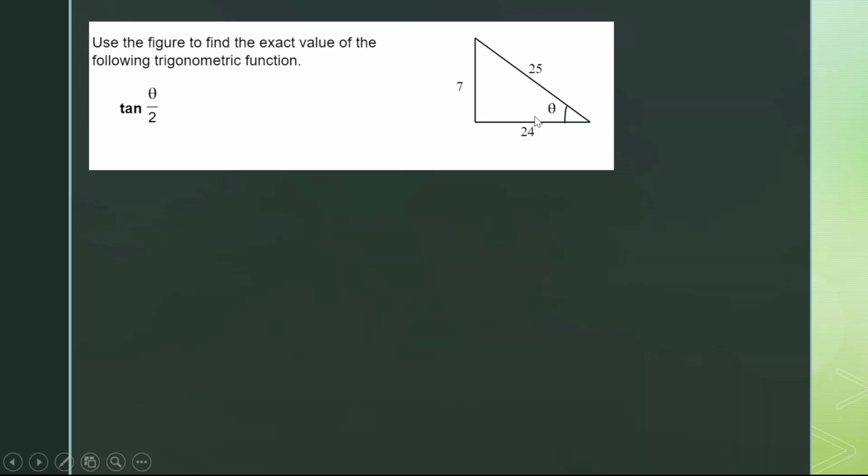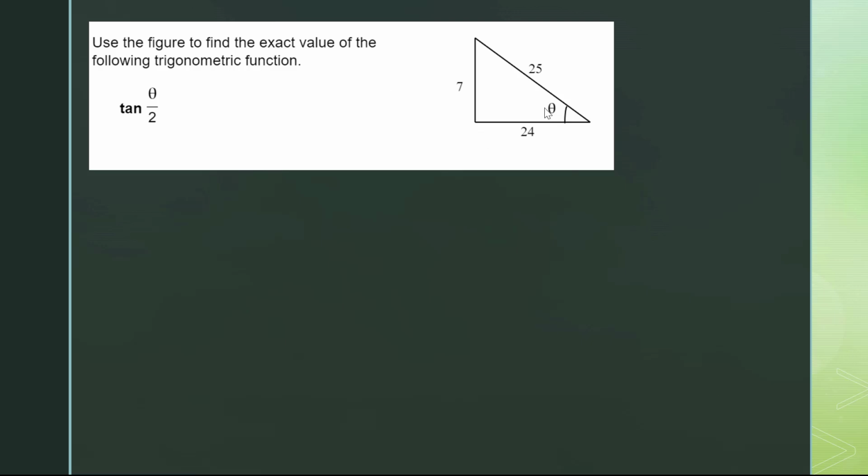Here's an example of how we would use a half angle formula to find trigonometric function values. So in this problem, it says to find the exact value of the following trig function, tangent of theta over 2. And we're given a triangle for theta.